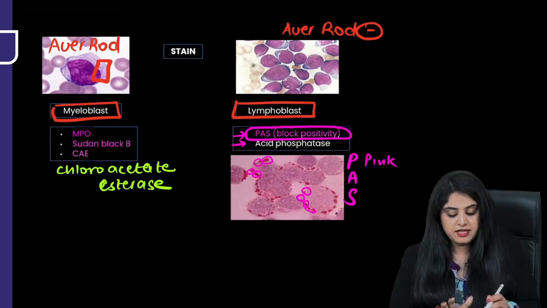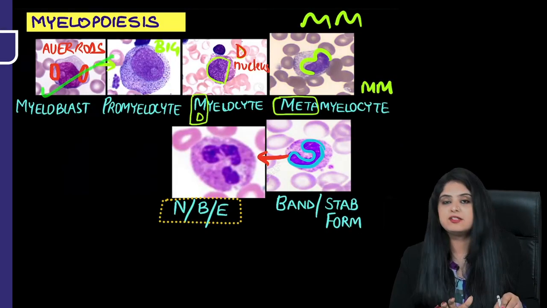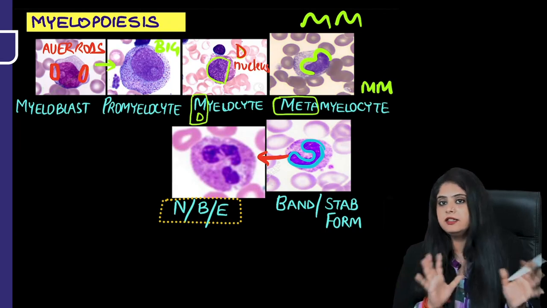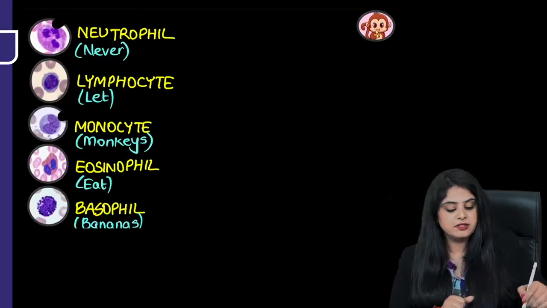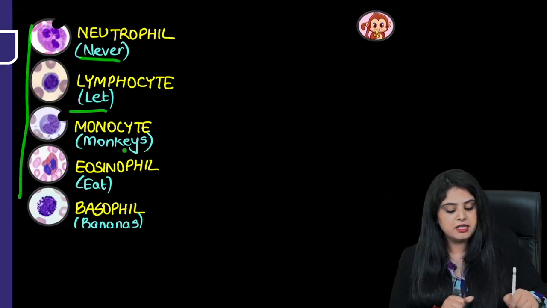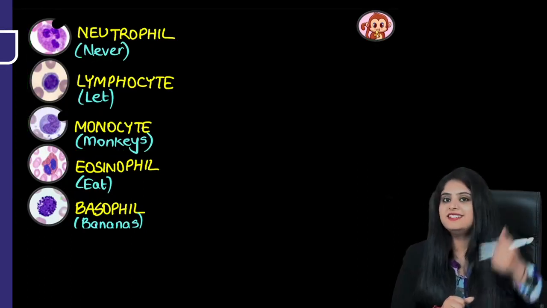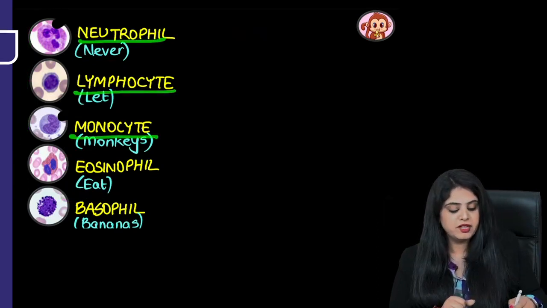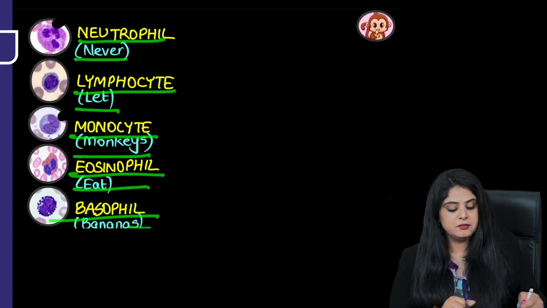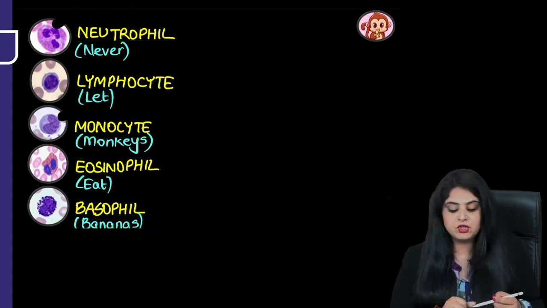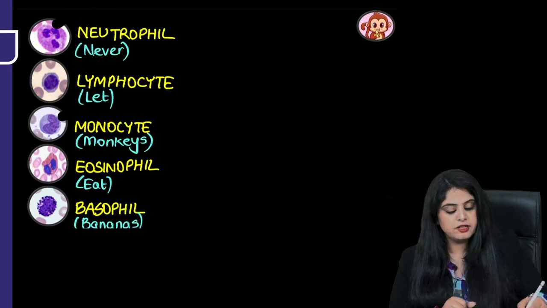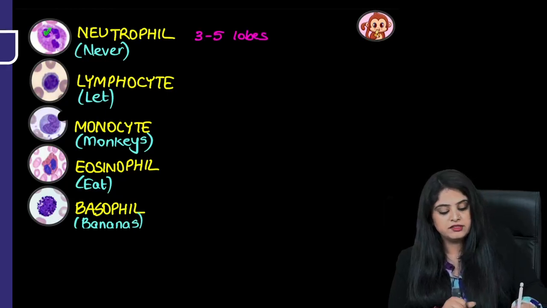Now let's identify. You've done all the blasts, myeloblast and lymphoblast, and the differences between the two. Come to the mature cells. The mature cells are the famous Never Let Monkeys Eat Bananas. What is that in descending order? Never: neutrophil, lymphocyte, monocyte, eosinophil, basophil. That is Never Let Monkeys Eat Bananas. How do you identify them? Quickly, let us do them. Neutrophils are identified by the lobes. You can see these lobes.